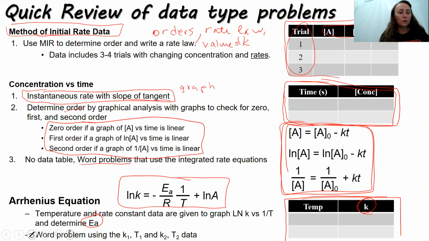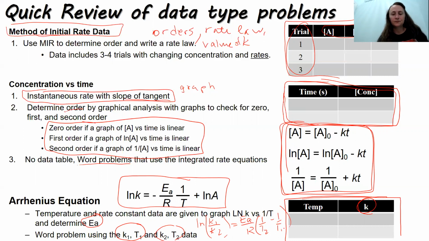Or you could be given a word problem, where you have the sets of data for K1 and T1 and K2 and T2, and use the other form of the Arrhenius equation, the natural log of K1 over K2 equals the energy of activation over R times 1 over T2 minus 1 over T1. And so that's a summary of a lot of the different types of problems we have in this unit and how to put them in perspective.